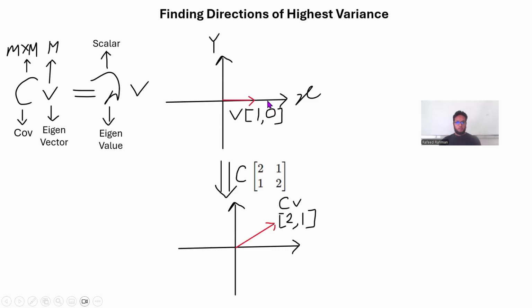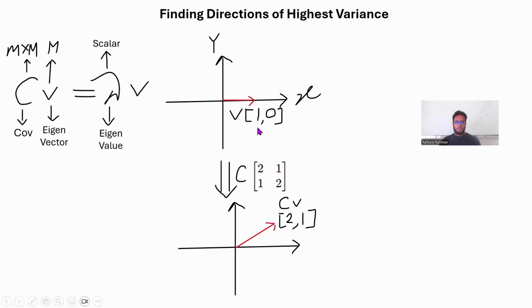So first of all, you can see this picture right here. You have this vector V, which is (1, 0). If you multiply it by this matrix C, which is just a random matrix I'm using here, it has nothing to do with covariance, you are going to get (2, 1). You can see that the vector has shifted from its original direction.